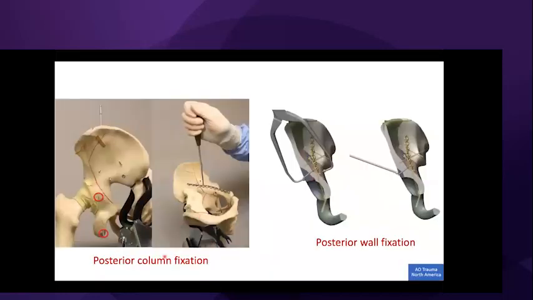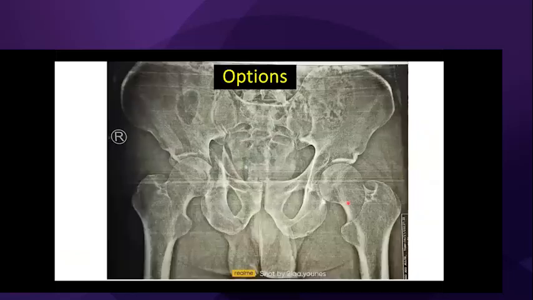Then after that, fix the posterior column with either screws or through the plate, or a posterior column screw through the lateral window of your approach. After that, the posterior wall fragment should be fixed like this. This is an asymmetrical forceps fixing the fragment, and then a perpendicular screw, either anteroposterior or posteroanterior, to fix this fragment. So back to our patient, what are your options in this case?